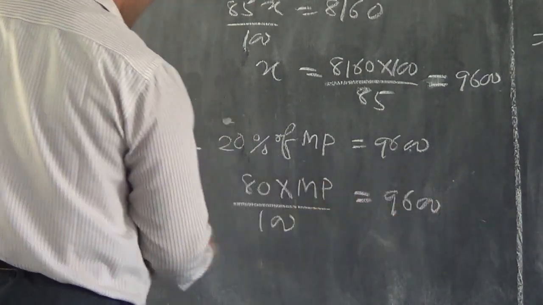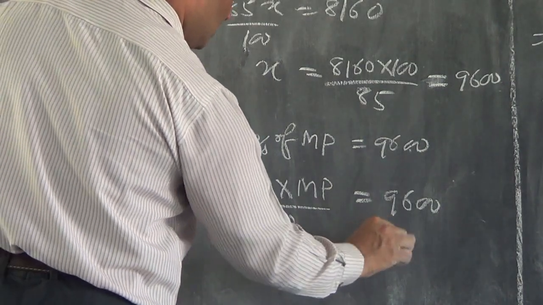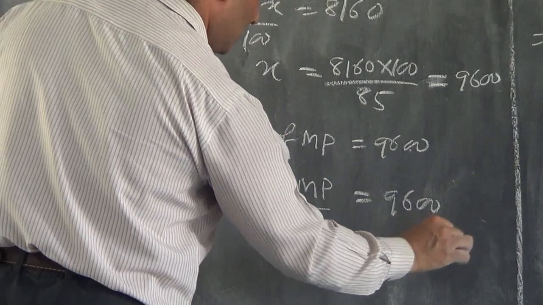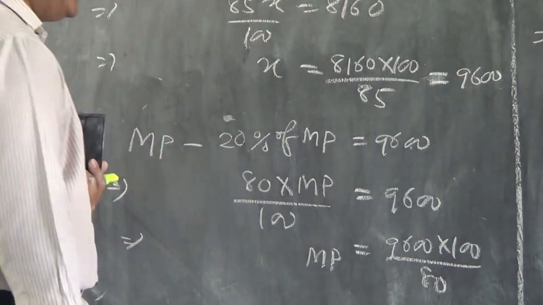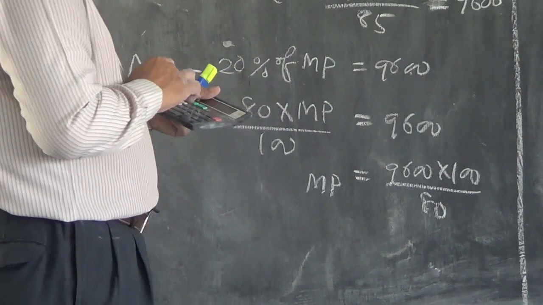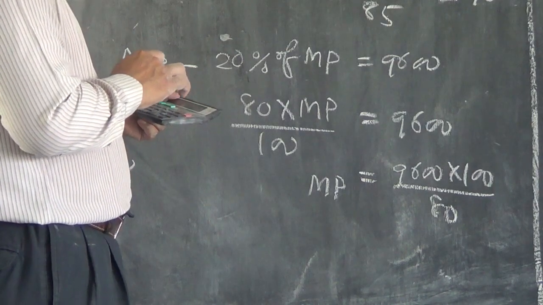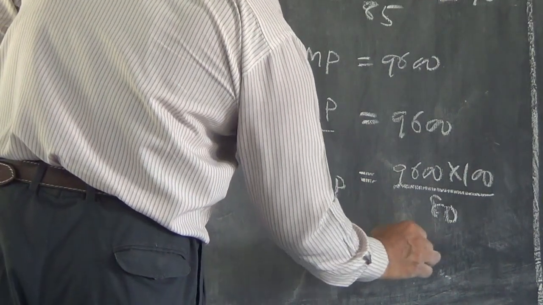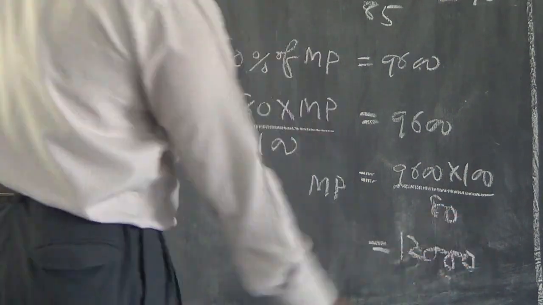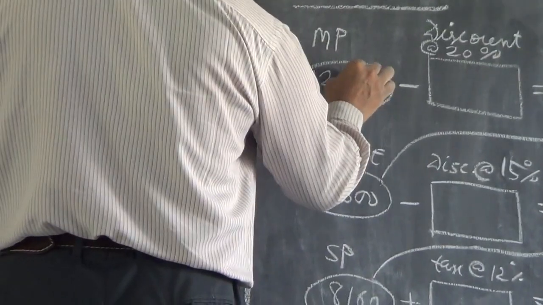So 9600. So MP will be how much, children? MP equal to 9600 into 100 divided by 80. Answer is 12,000. So our printed price is rupees 12,000. So we got the answer 12,000 rupees.